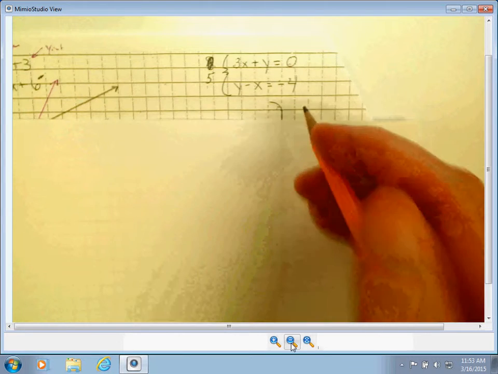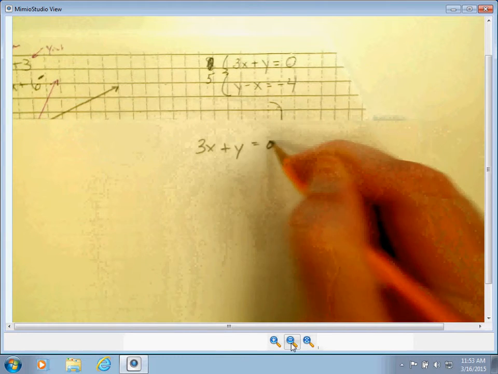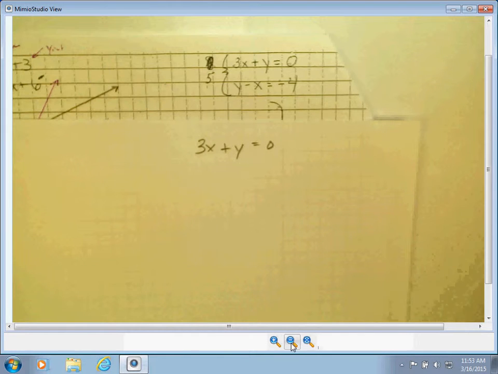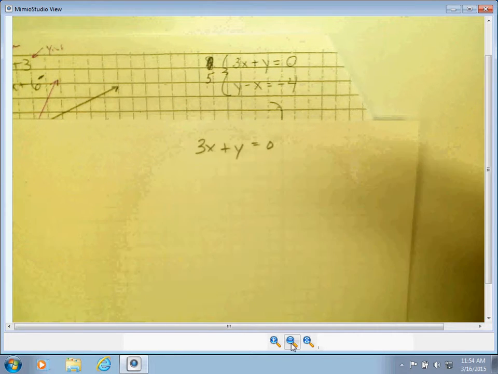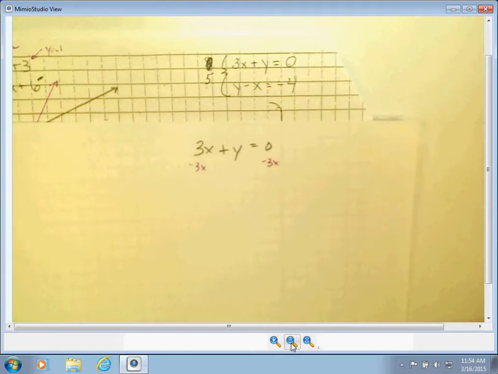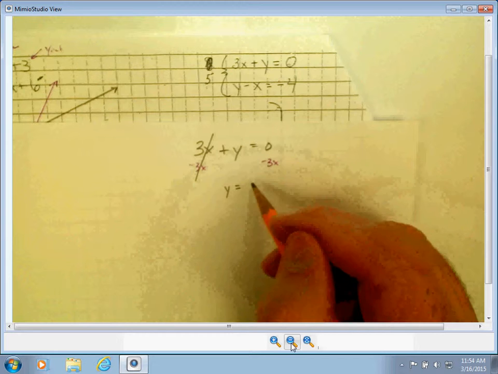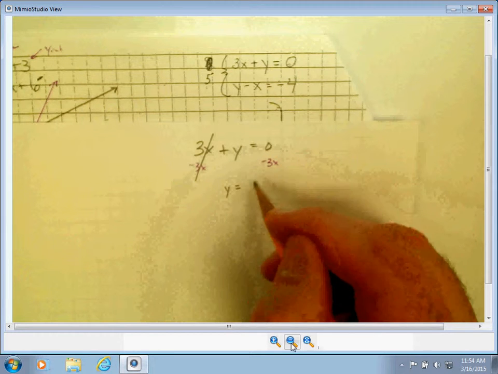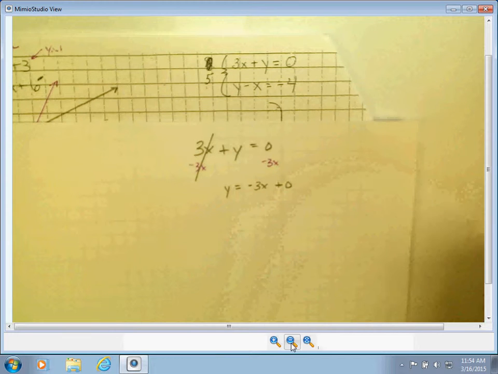Okay, so let's do the rearranging for the first equation. You see, you're supposed to have a y by itself, so what we need to do is get rid of this 3x. So if I just subtract it from both sides, that'll cancel and leave me with a y. And on this side, I should put the x first, so the negative 3x goes first, and then it'll just be a plus 0 on the end.